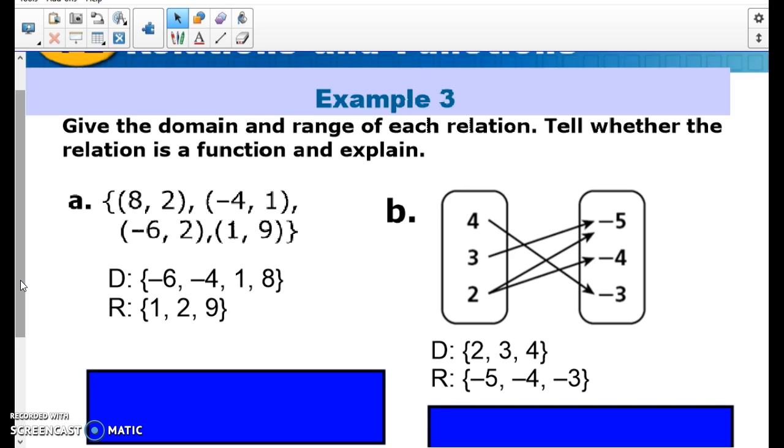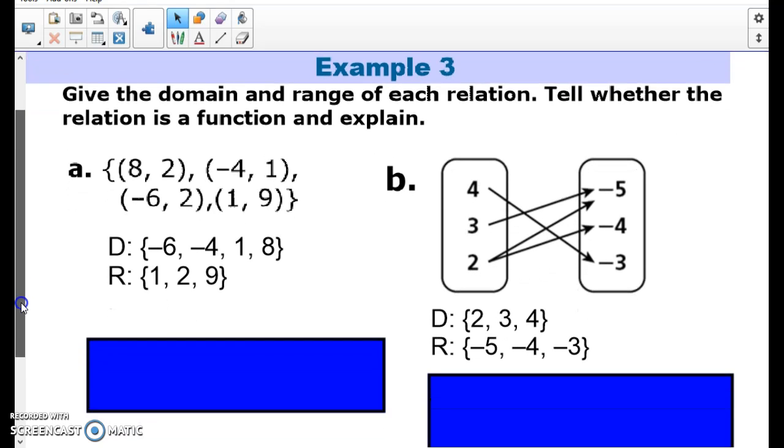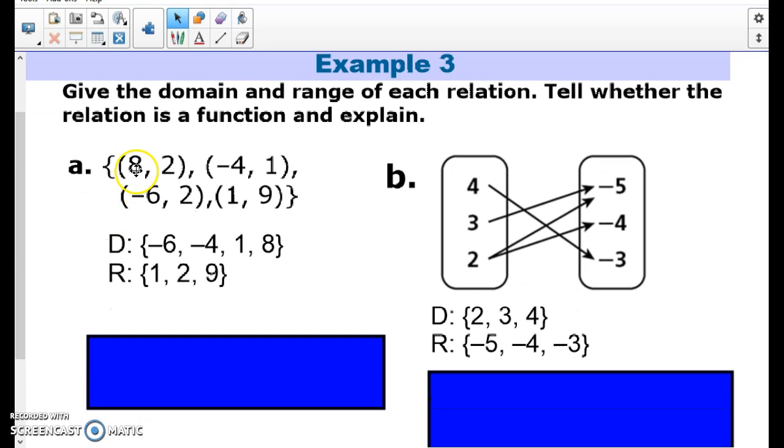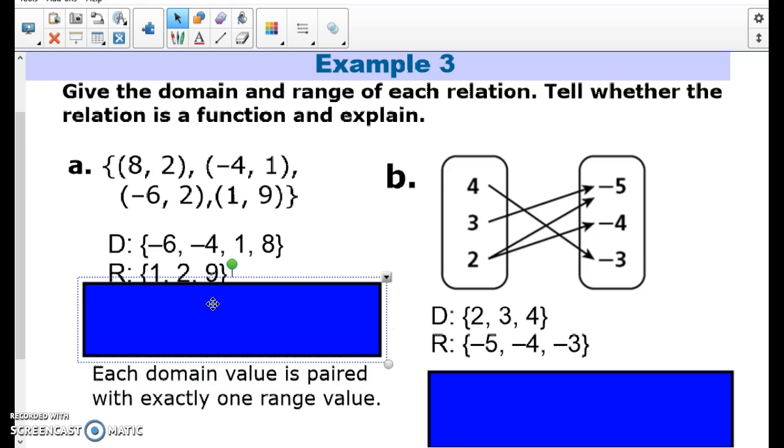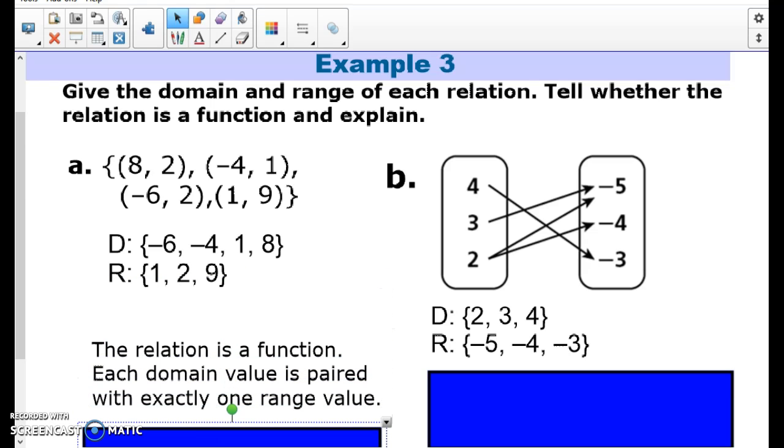Alright, so kind of the same thing here. Do I have 2 x's here? So here's my domains. I have an 8, a -4, a -6, and a 1. Nope, those look like 4 different x's to me. So yes, it is going to be a function. The relation is a function.